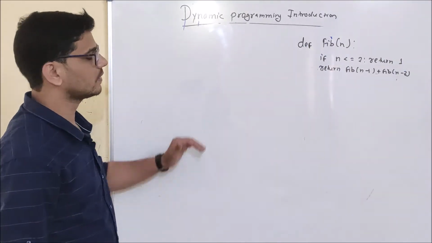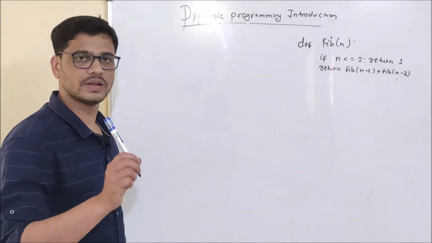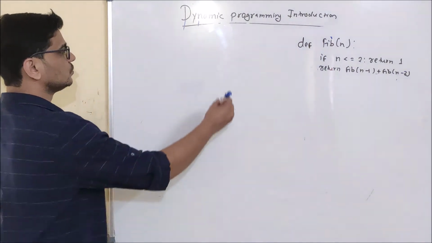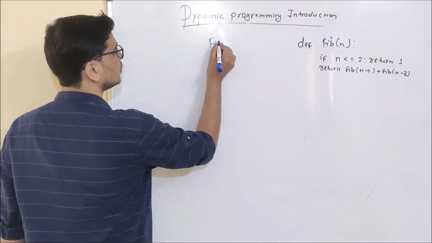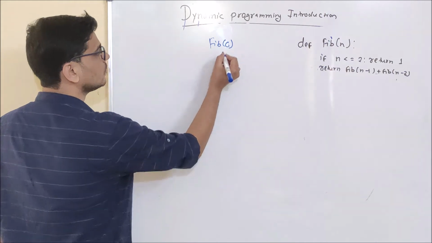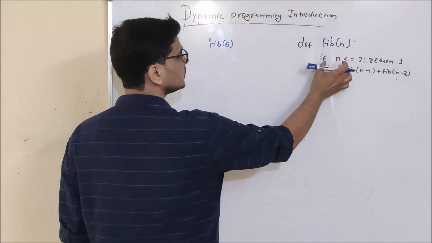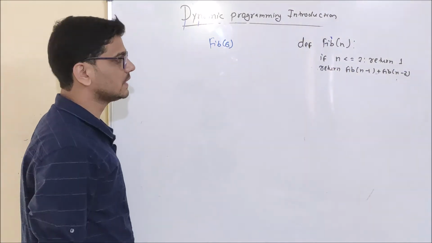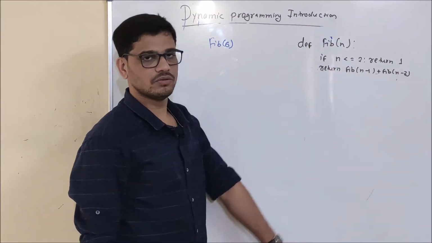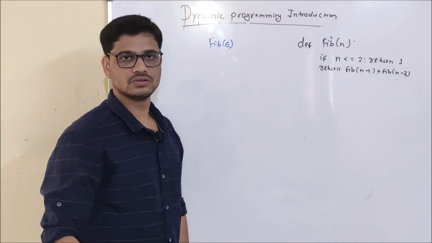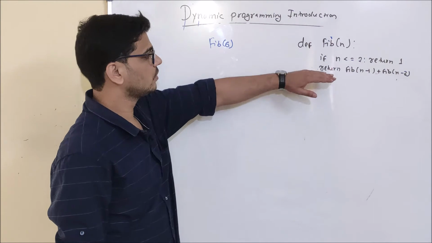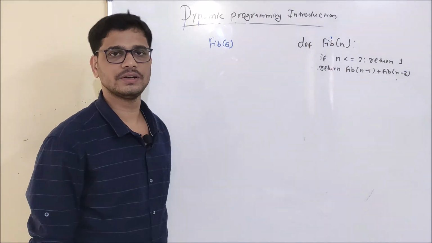Now let's do a dry run for n is equal to 6. That is, we are going to calculate the 6th Fibonacci number. To do that, we are going to make a function call to fib of 6. When fib of 6 is called, first of all this condition will be checked: n is smaller than or equal to 2. What is n here? n is 6. So this condition will be false and control will come to this return statement.